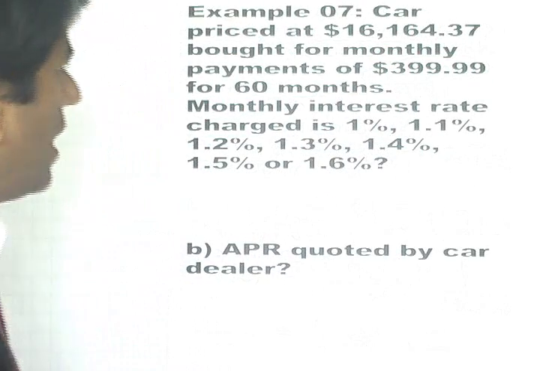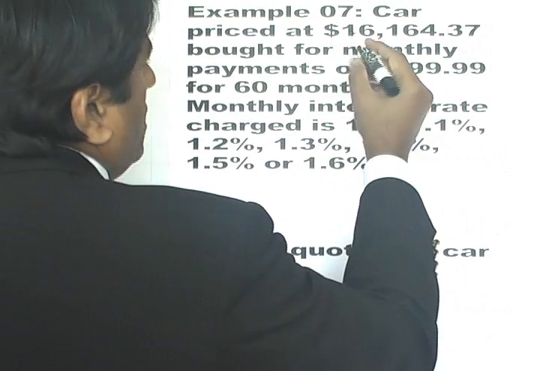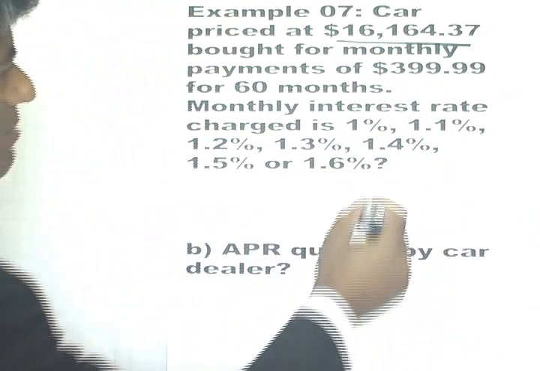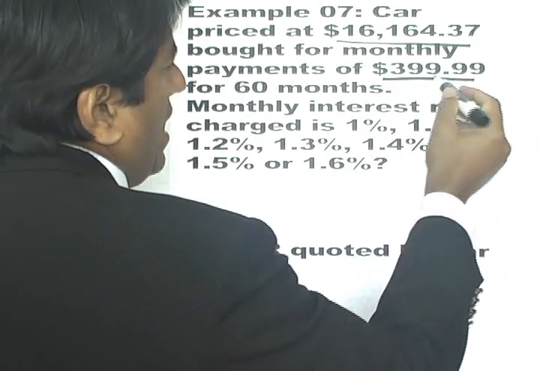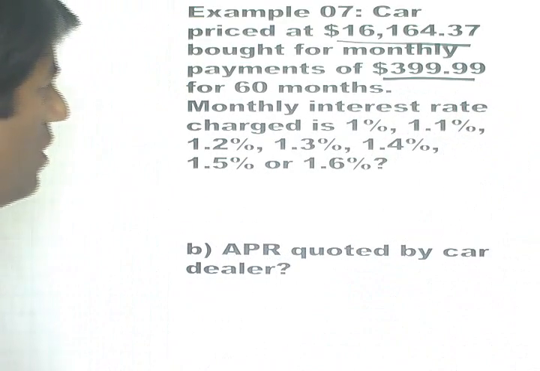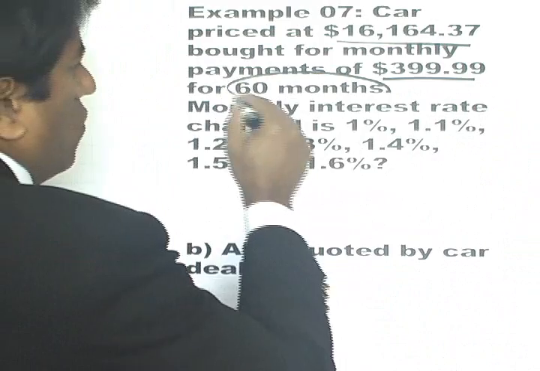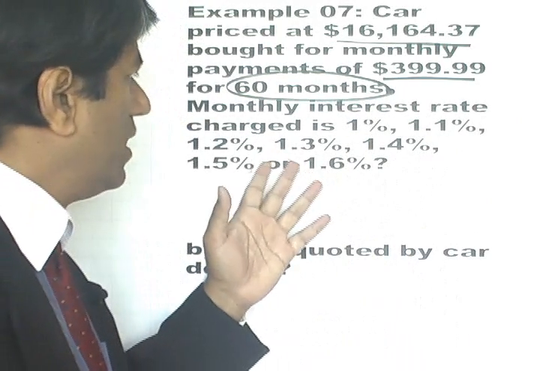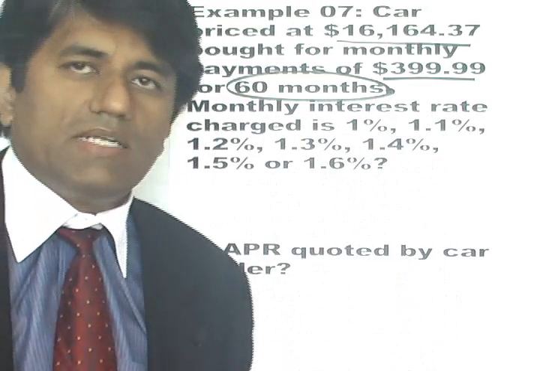Here we have a car priced at $16,164, and the monthly repayments are $399.99 for 60 months, so that's a 5-year loan. And the question asks, what is the monthly interest rate being charged?